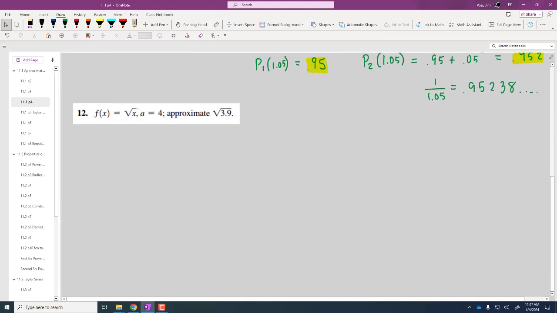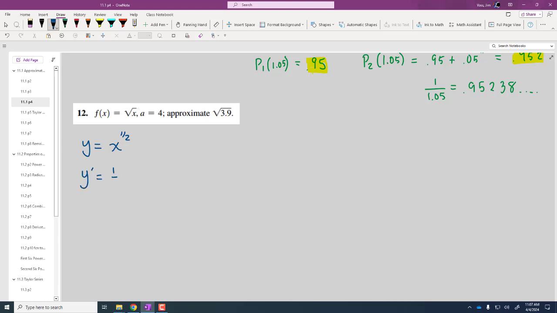Correct. So let's do this one. We're going to start at y equals root x. So I'm going to write that. So start with the function in a form that's easy to differentiate it, so we're going to make that a power of a half. And then if we're only going out to the best quadratic approximation, all we have to do is get down to the second derivative.